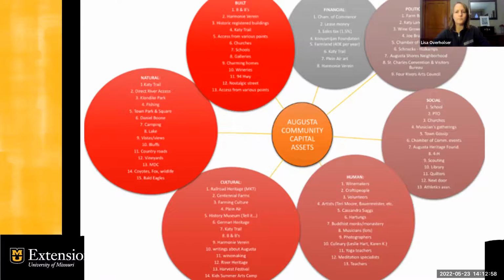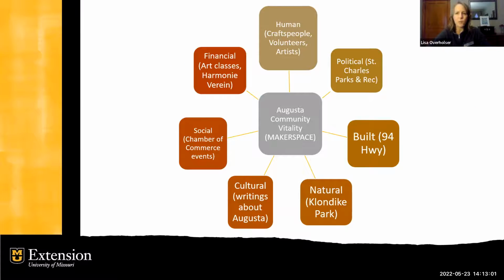But what I want to point out is that after this 1.5 to 2 year time that we met with them, they decided that they wanted to create a makerspace, and they wanted to do it in a park that was very nearby. So Klondike Park, if you go down to the bottom right, the natural capital, one among the many assets that they listed were parks, and Klondike Park is nearby. It's sometimes considered outside of Augusta, but it's so close that they went ahead and listed it.